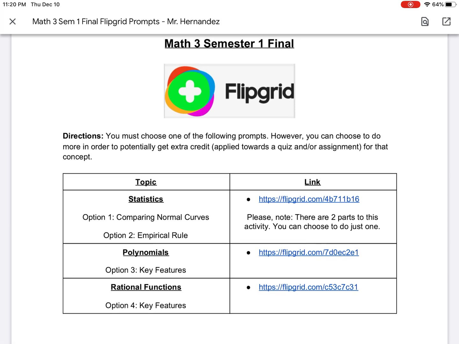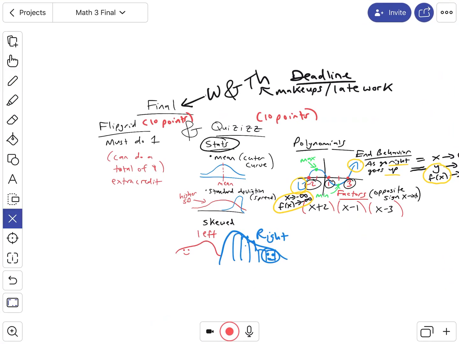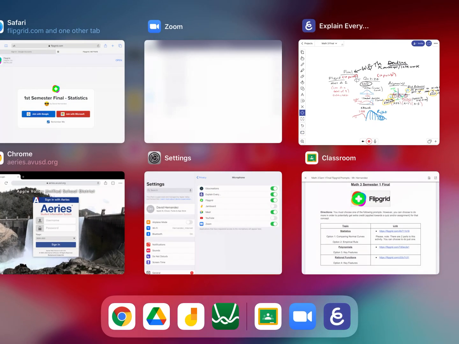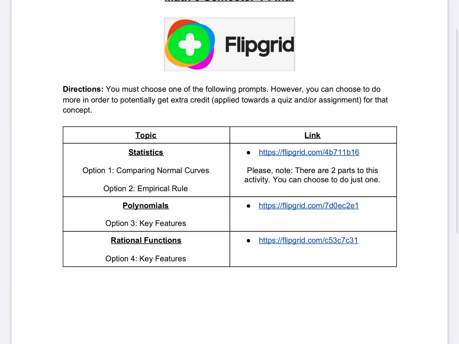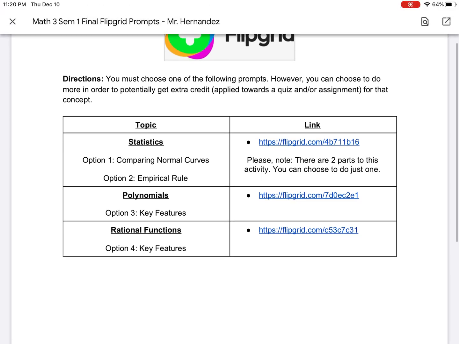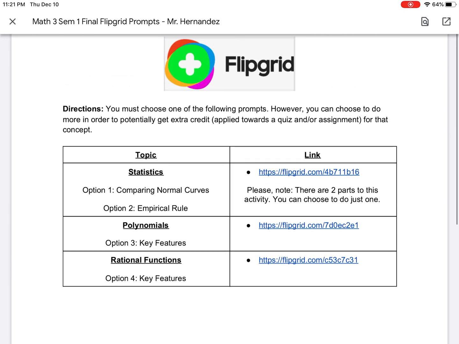The first thing is this Flipgrid, and this Flipgrid is gonna be one component of the final. The Flipgrid is worth 10 points. You must do one, but you can do a total of 4 for extra credit. Here are the Flipgrid prompts. You could do statistics, normal curves. That's one. Empirical rule is 2. Those are in the same link, but you just have to do one of them. Polynomials is the third one, and rational functions is the fourth.